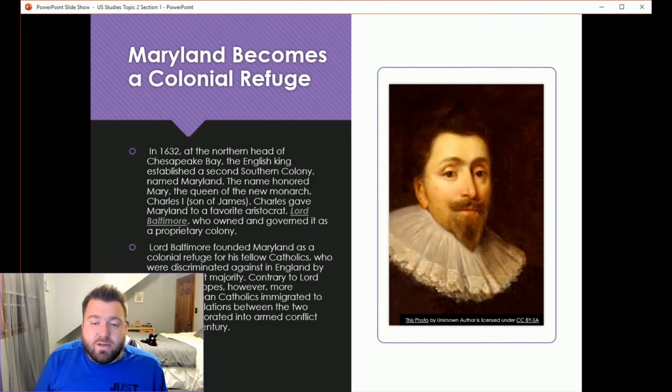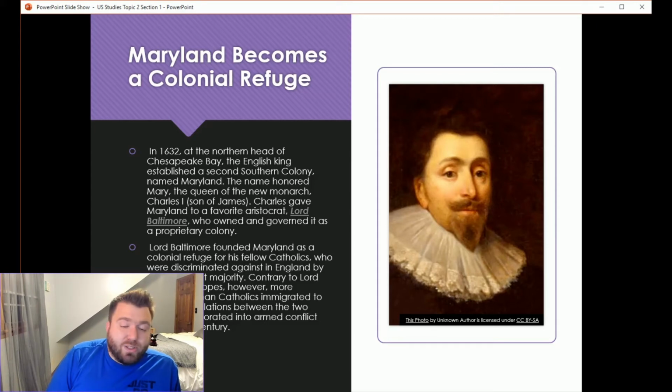Lord Baltimore founded Maryland as a colonial refuge for his fellow Catholics, who were discriminated against in England by the Protestant majority. Contrary to Lord Baltimore's hopes, however, more Protestants than Catholics immigrated to Maryland. Relationships between the two groups deteriorated into armed conflict later in the century.